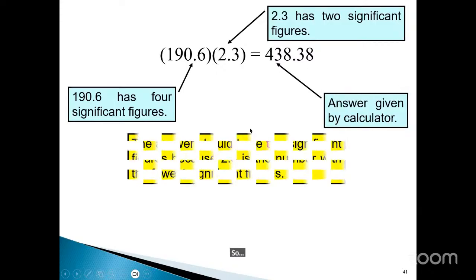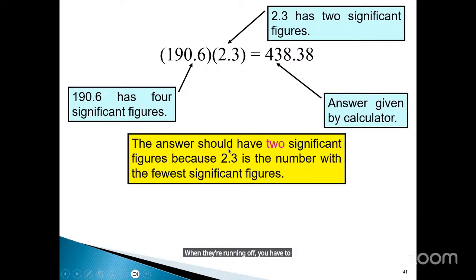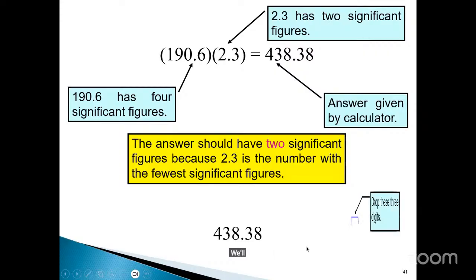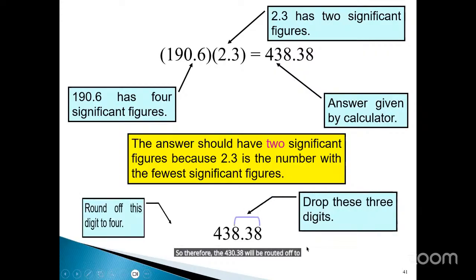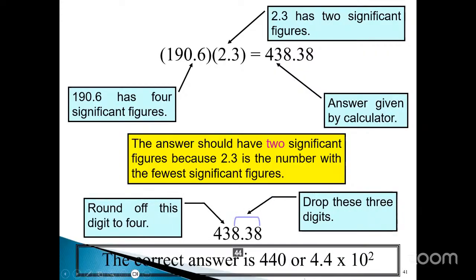So when you're rounding off, you have to round off your answer here to 2 significant digits, right? Because this has a lower number of significant digits involved. So therefore, the 438.38 will be rounded off to 440, or if you prefer to express it in scientific notation, it would be 4.4 times 10 to the 2. And that's it. All right?